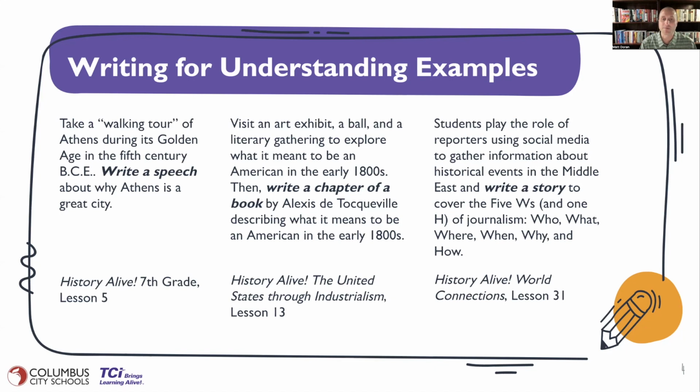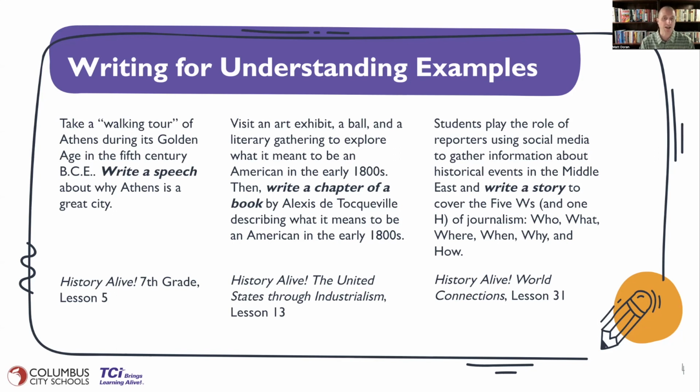Let's look now at some examples of writing for understanding that come from the various TCI programs. From the History Alive 7th grade program, you take a walking tour of Athens during its golden age in the 5th century BCE, and then they write a speech about why Athens is a great city. So again, they have the experience of the walking tour where they're going to look at images, and then there's the authentic writing task, writing a speech about why Athens is a great city.